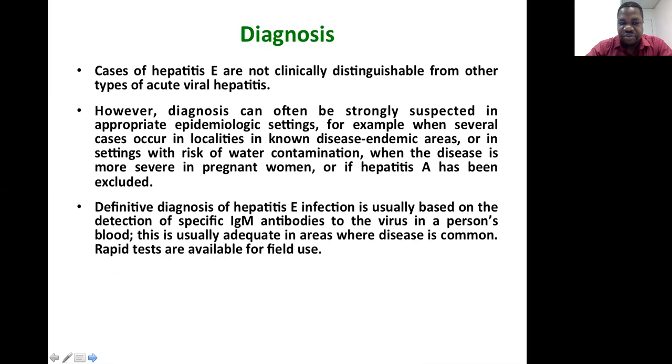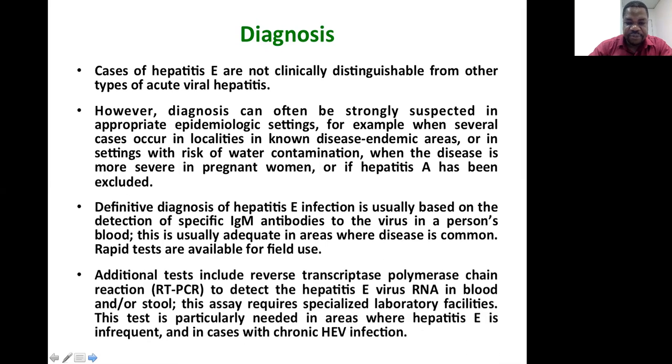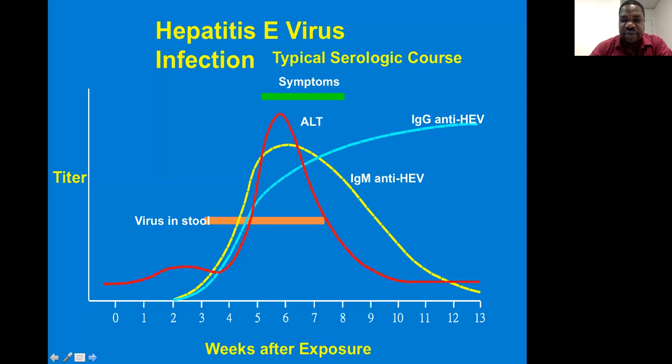Definitive diagnosis is usually based on the detection of IgM antibodies, anti-hepatitis E, from the blood. And this is usually adequate in areas where the disease is common. So you can do rapid tests. But additional tests include reverse transcriptase PCR, RT-PCR, to detect hepatitis E virus RNA in the blood and even in the stool. These can be used to try to confirm the diagnosis.